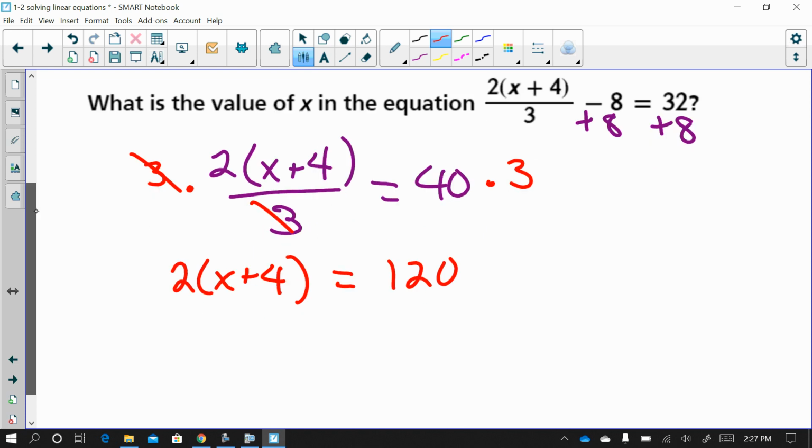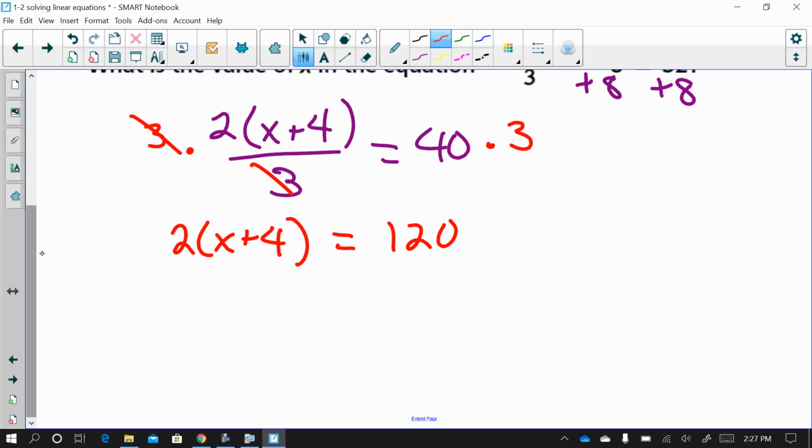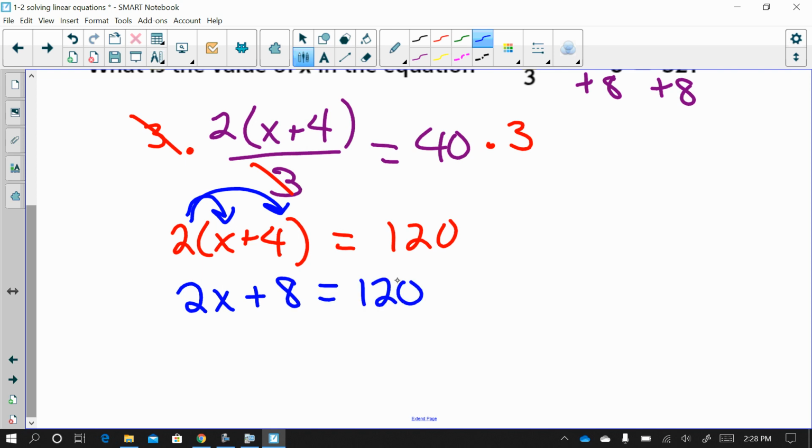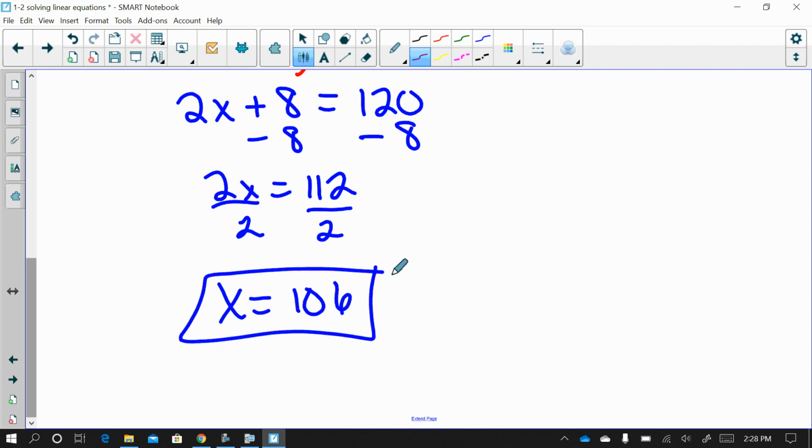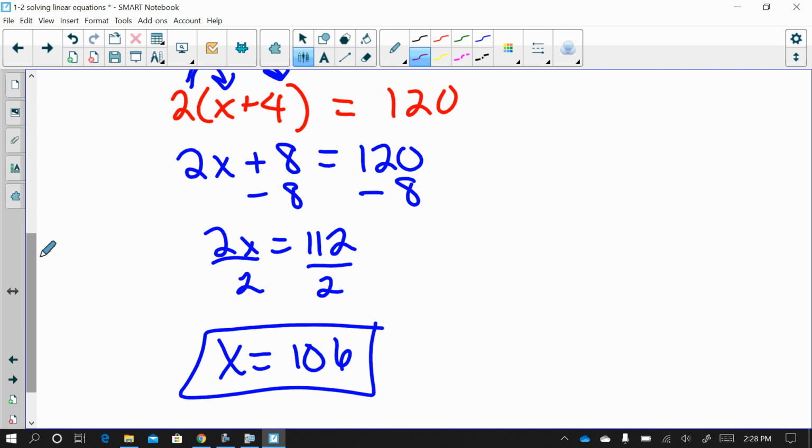Now, this next step, you have a couple different options. Say you can absolutely distribute, or if you want to get rid of that times 2, you divide by 2. My assumption is most of you will choose to distribute, so let's go ahead and distribute. I get 2x plus 8 equals 120. From here, simple two-step equation. Minus 8, 2x equals 112. How do I get x by itself? Divide by 2. X equals 106. Okay. And there's our first problem.